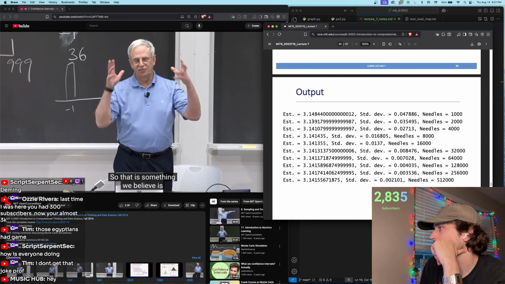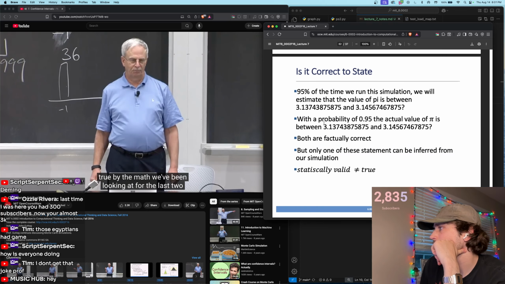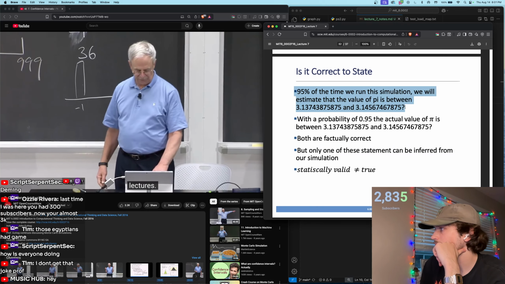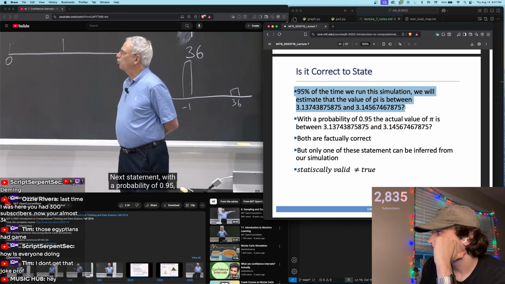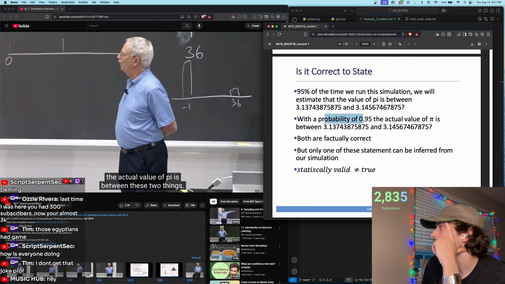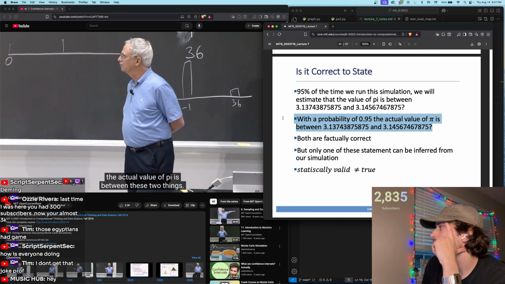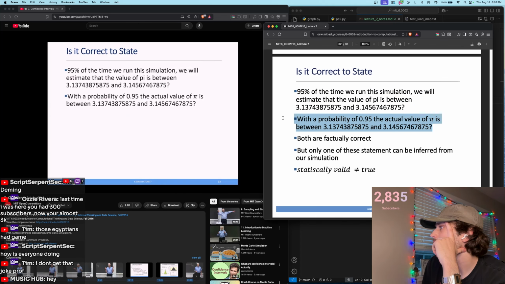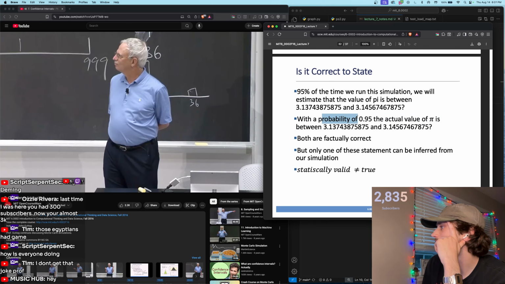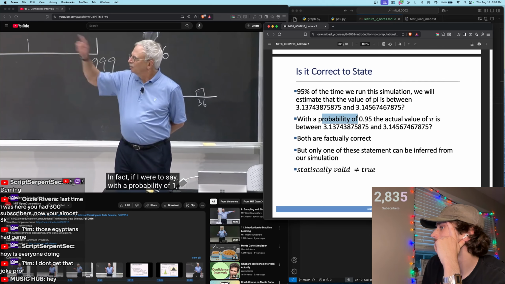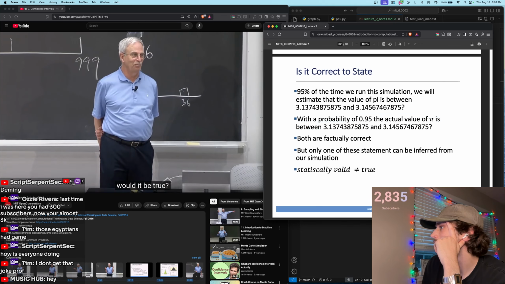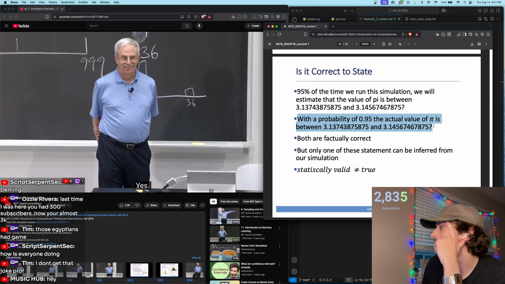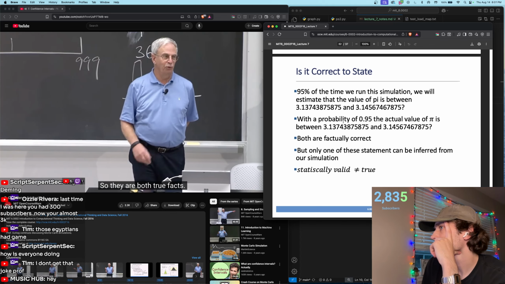So that is something we believe is true by the math we've been looking at for the last 2 lectures. Okay. Next statement. With a probability of 0.95, the actual value of pi is between these two things. Is that true? I don't think so. It's not probability, it's confidence. In fact, if I were to say with a probability of 1, the actual value of pi is between those two values, would it be true? Yes. Okay, so they're both true facts.